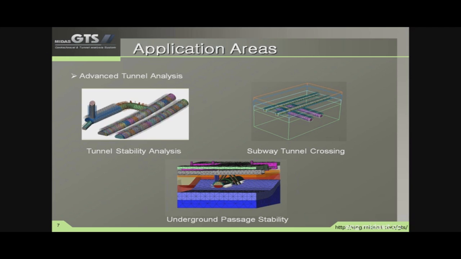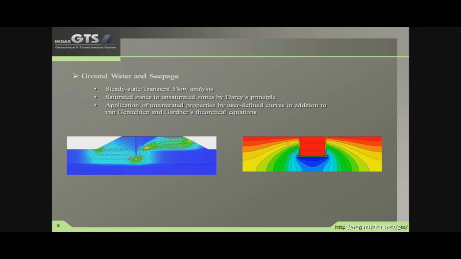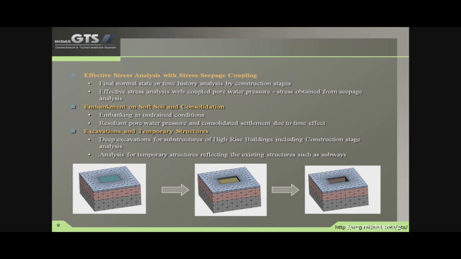You can also do advanced tunnel analysis, as in the tunnel stability analysis. You can model the subway tunnel crossing, and you can also model the underground passage stability. You can also perform the analysis for groundwater and seepage. Steady state and transient flow analysis can be performed. Saturated zones to unsaturated zones by Darcy's principle can be applied. And you can also perform effective stress analysis with stress seepage coupling.